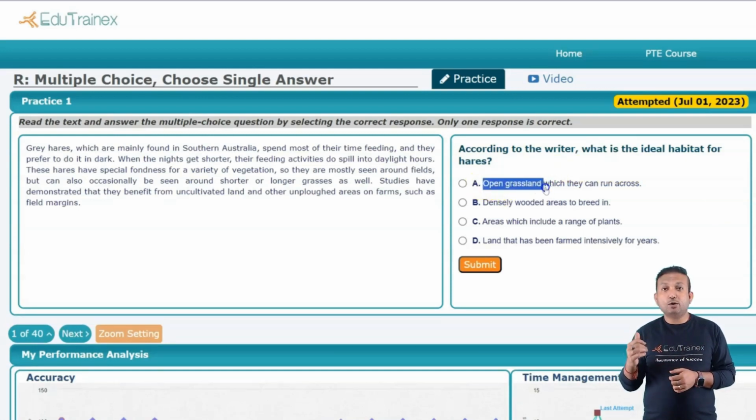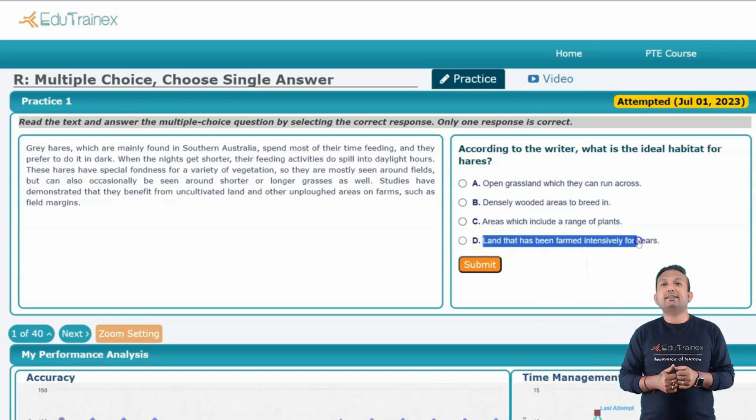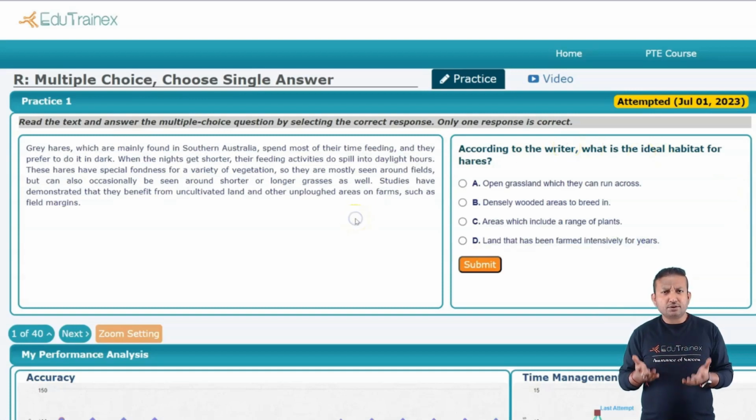Option A says open grassland, which they can run across. Option B says densely wooded areas. Option C says areas which include a range of plants, and option D says land that has been farmed intensively. So what do these options look like? Open grasslands, densely wooded areas, and so on. Seems to me like this is where the hares live.